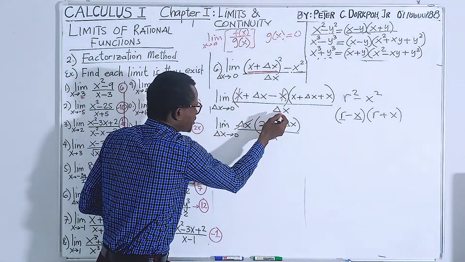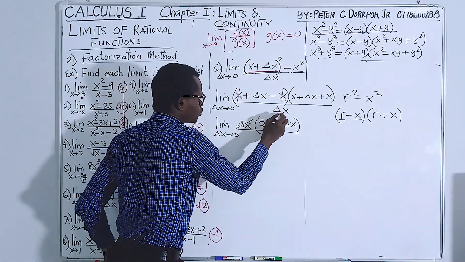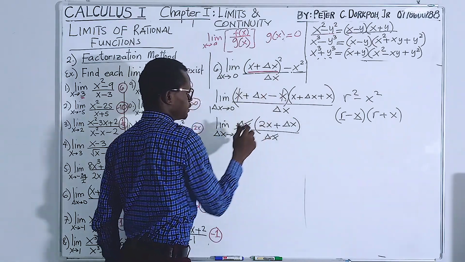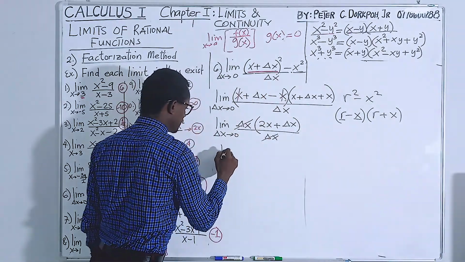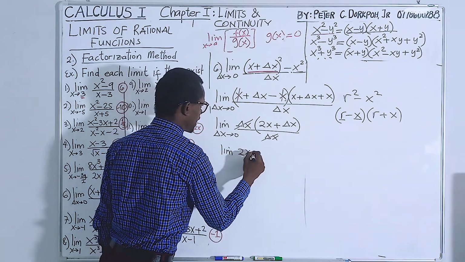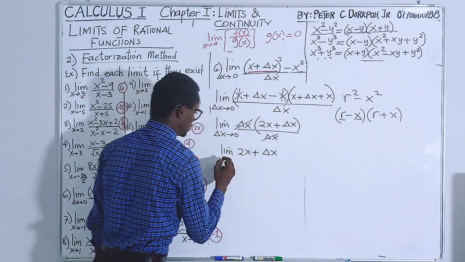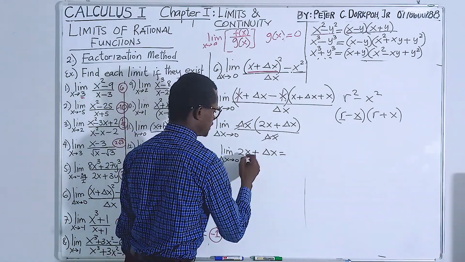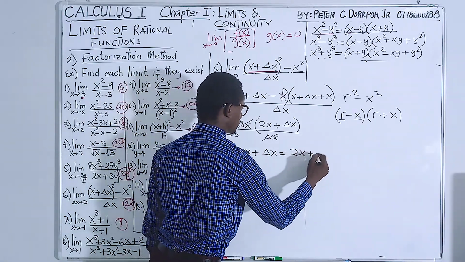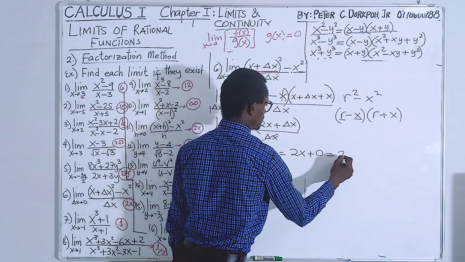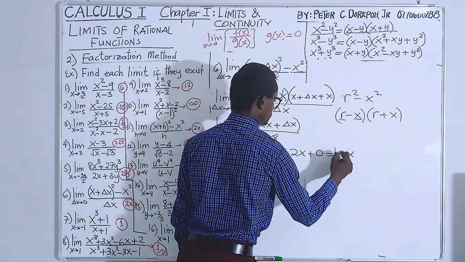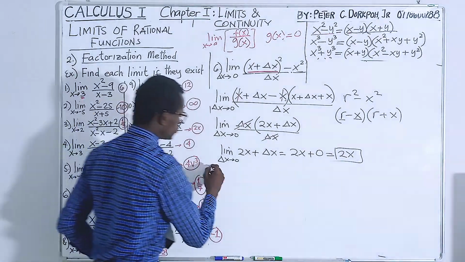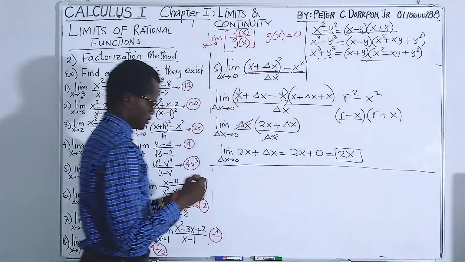So this expression that was making the denominator 0, and making this entire rational function undefined, has now been eliminated. So we can now apply the limit. Δx now is approaching 0. So if you apply the limit, you have 2x plus 0, which is just equal to 2x. Right? Now, what if we were not told to use the factorization method?